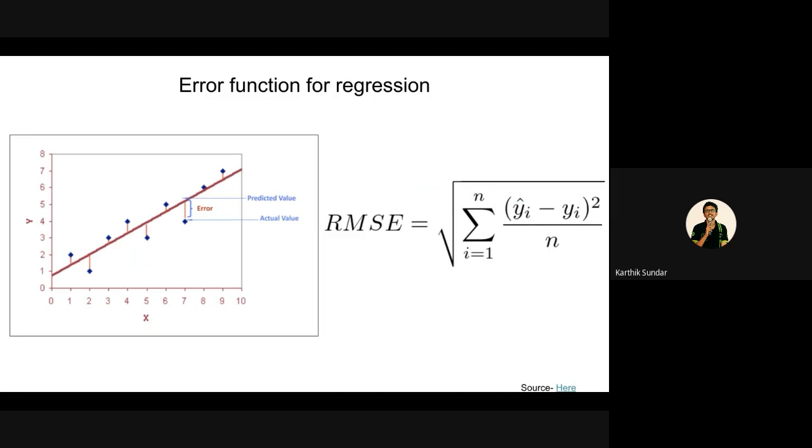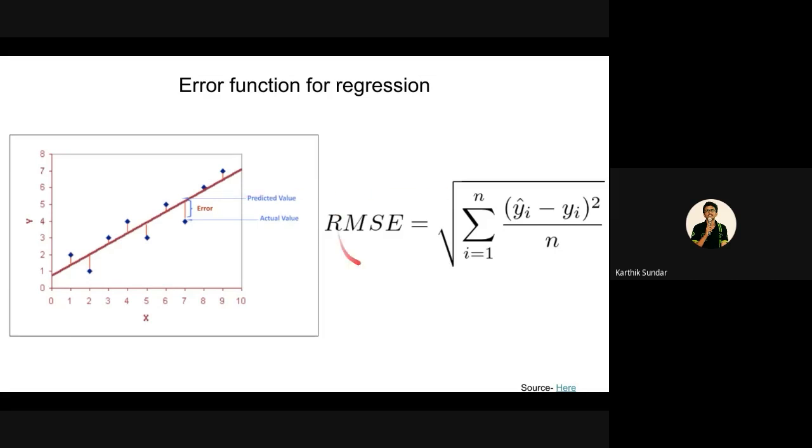So a common error function for the regression problem is root mean square error. What you do is you take predicted y cap minus actual y, the whole square. You sum it up and take the average. So that is called the error function. As you can see, let's say this is the line you're predicting, and this is the actual point. Then this is going to be the error. So you take these errors, square them, sum them up, take an average, and finally take a square root of it.